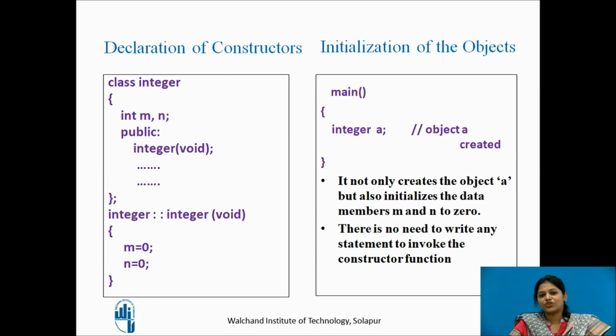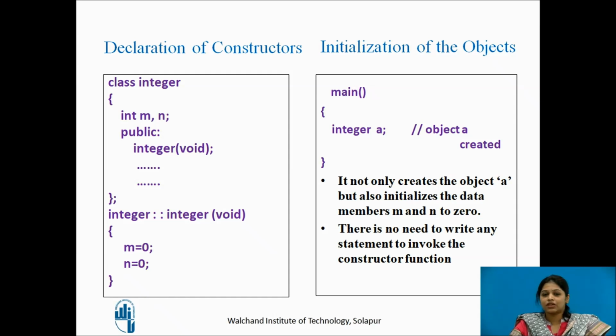Let's see the declaration of a constructor. Here in the example, the class integer has the data members m and n in the private section of the class, whereas in the public section, a member function has been declared whose name is the same as the class name. This is called a constructor. Now, the constructor is a non-inline constructor in this case, whose definition is outside the class. The role of this constructor is to assign the data members m and n to 0.